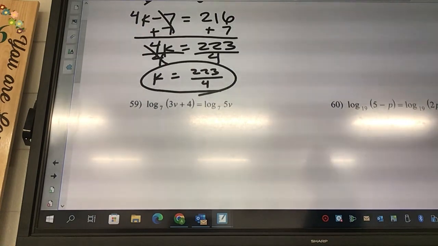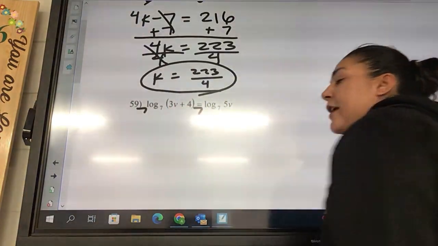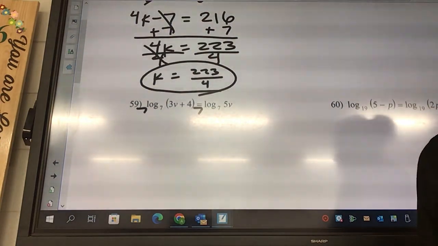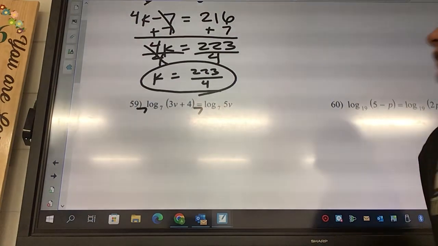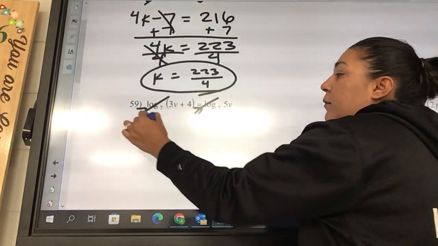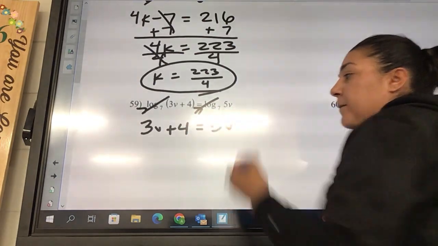59, sorry. 59, we're going to say 7 and 7. Why did I choose 7? Yeah, it's the number that's by the log, okay? So these cancel, and I'm left with 3v plus 4 equals 5v.